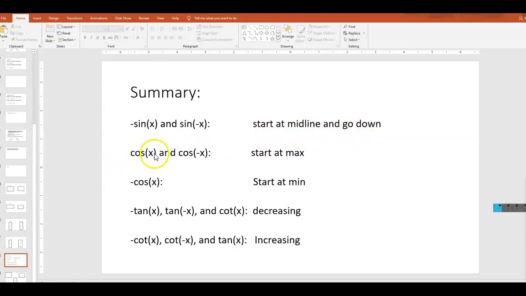For cosine or cosine of negative x, you're going to start at the maximum. But if the negative is outside the cosine, you start at the minimum.